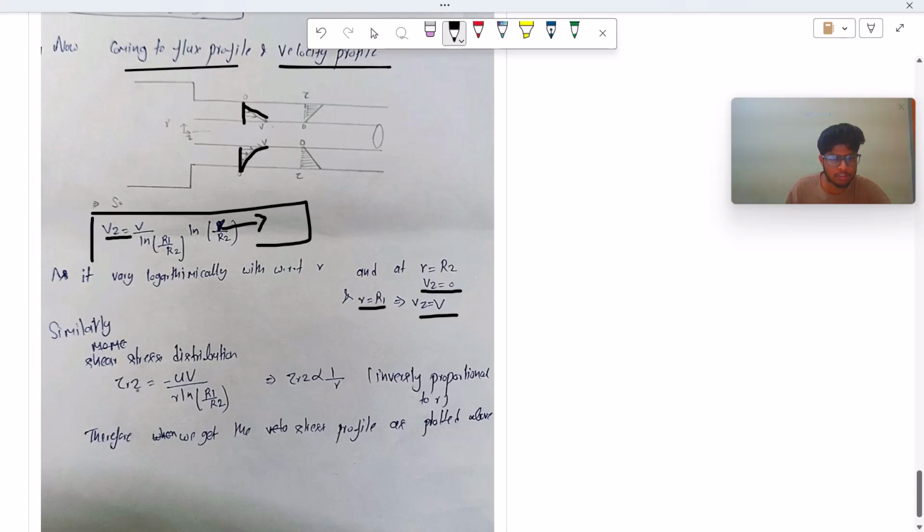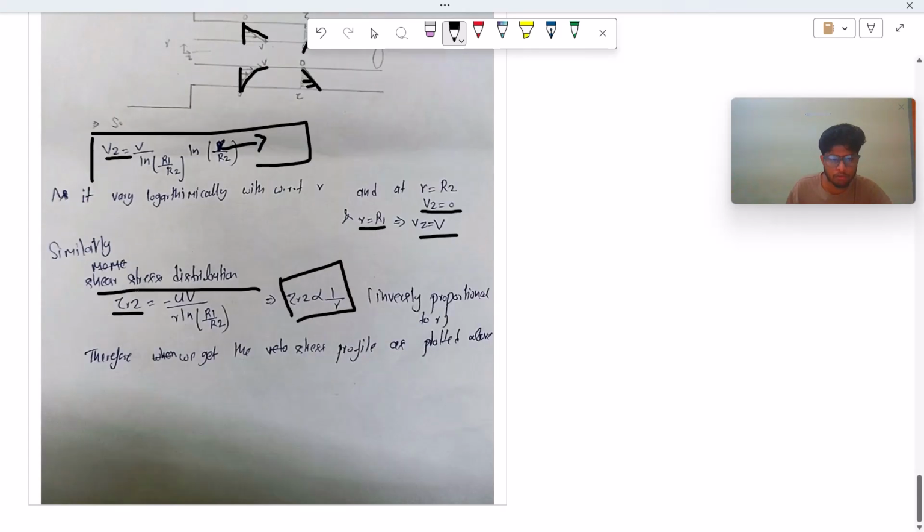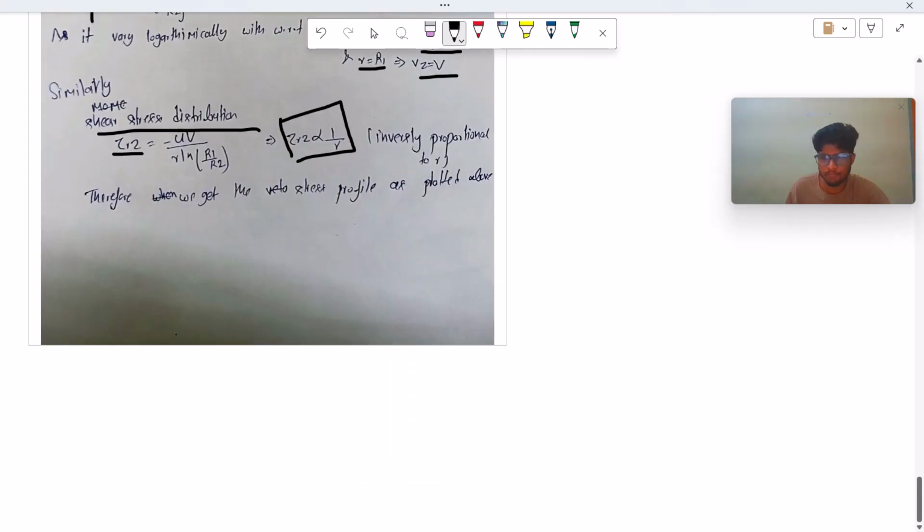And similarly for the shear stress distribution, we have tau rz equal to minus mu into b upon r ln r1 by r2. Here we see that our shear stress is inversely proportional to r. So we get our shear stress profile like this. So this is the question. So we have concluded.